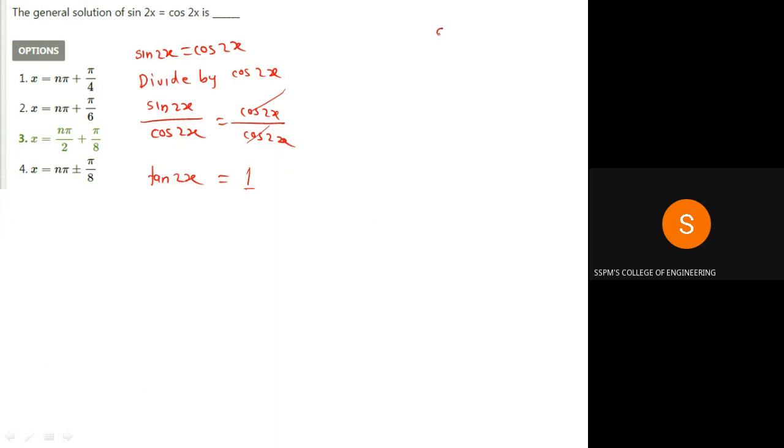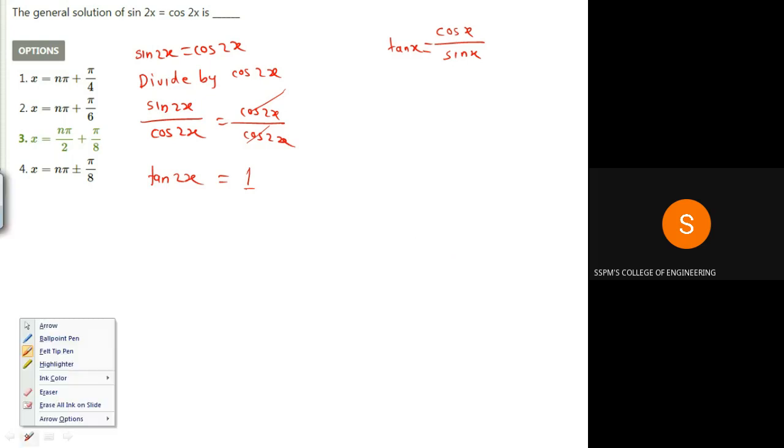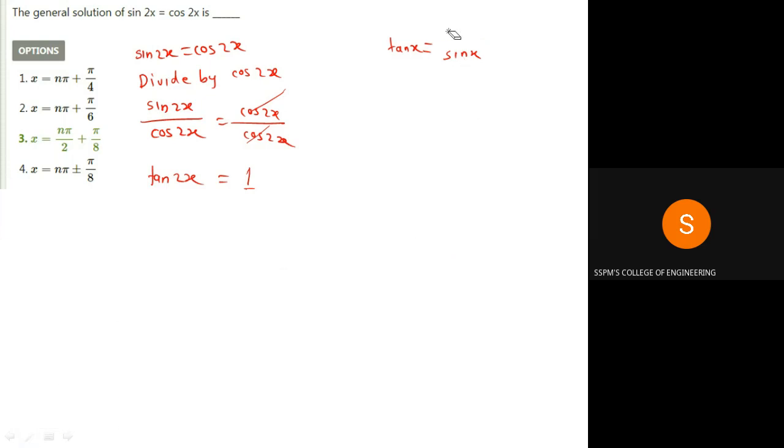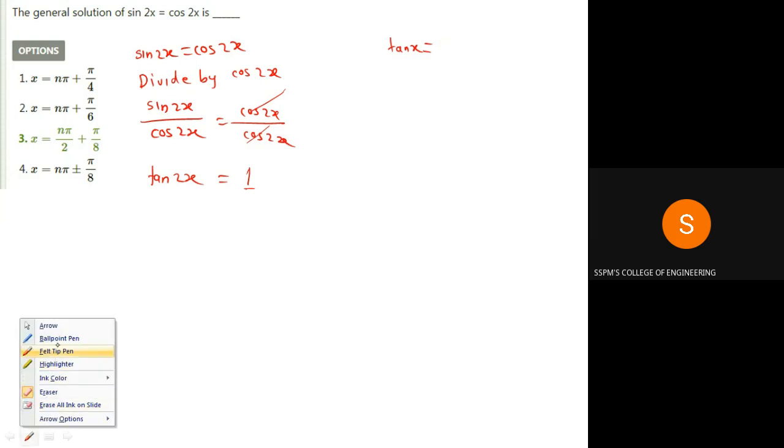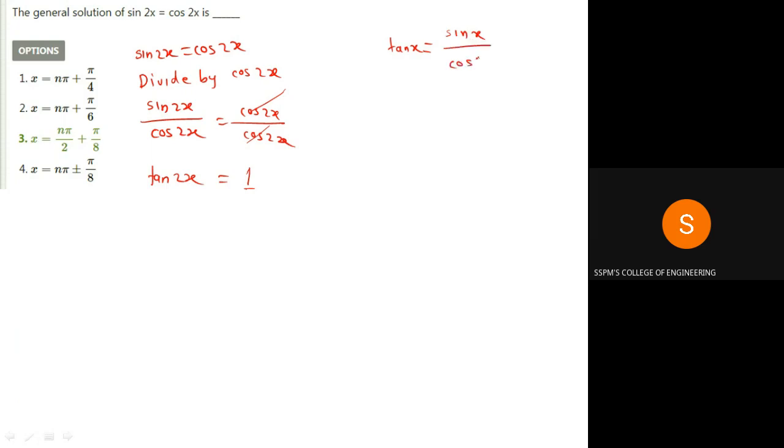So this is the basic law: tan x is equal to sine x divided by cos x. So tan 2x is equal to 1. Instead of 1, we can write tan 45 degree.